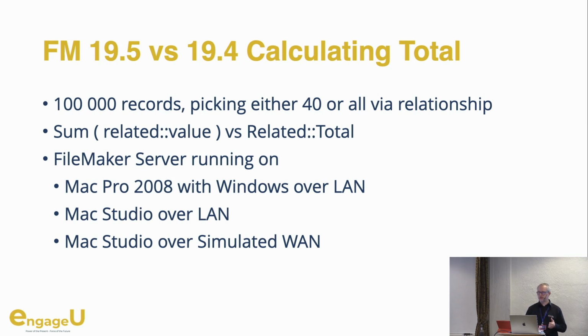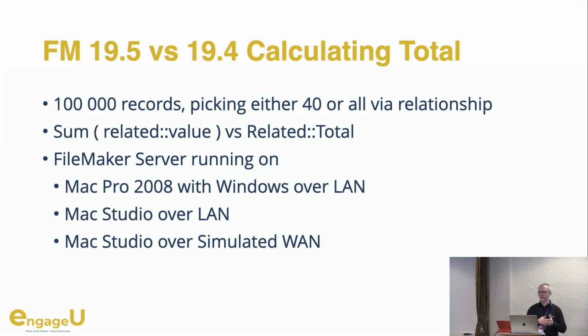So I ran a separate test by having 100,000 records, and I was trying to pick 40 of those records, or all 100,000, and calculate the total. I was using two methods. In both cases I was connecting to the records over a relationship. The first method was using the Sum function, which is an aggregate function that doesn't require an additional field. The other one was creating a summary field in the related table. And I tested three different setups.